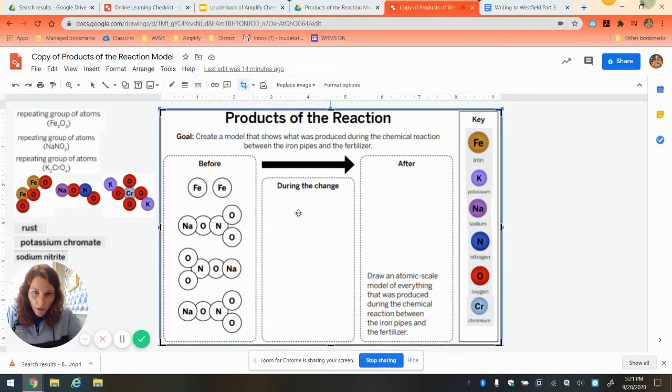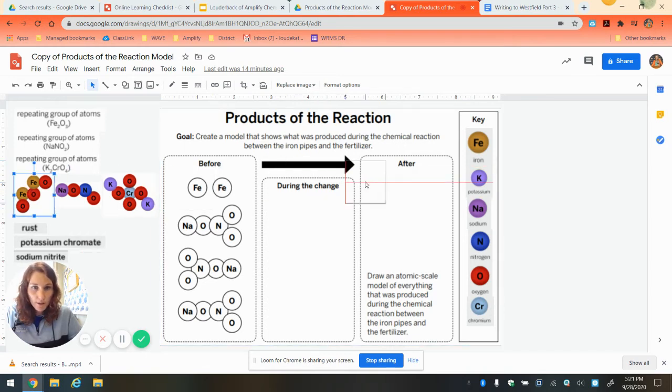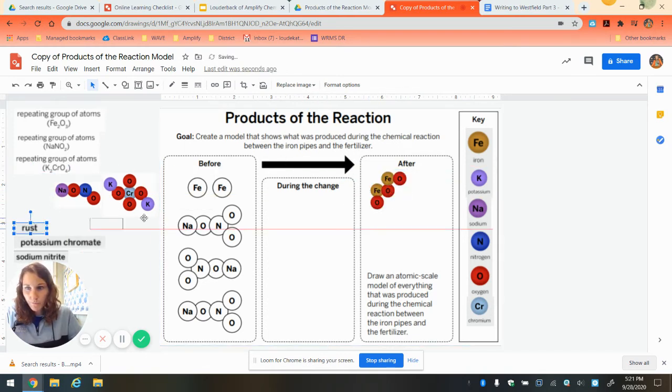Right here is where we're going to write what happened during the chemical change, and then our after side, which is the product itself. Okay, so I already know that rust is a product. So I'm going to click and drag that rust over here, because I already know that's a product.